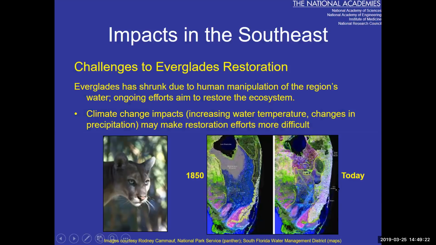And as you might imagine, the influence of a large city like Miami and changing those flow regimes has affected the Everglades and the ability to restore this system. But imagine what a rising sea level might do for the ability of the water to flow from this lake to the south out into the ocean.